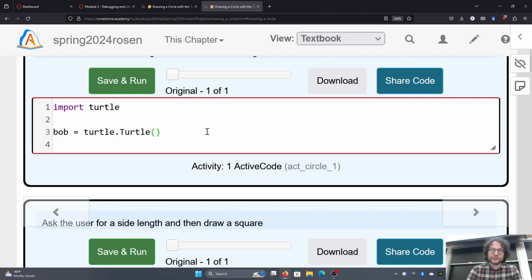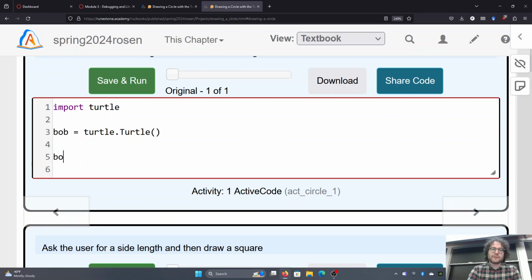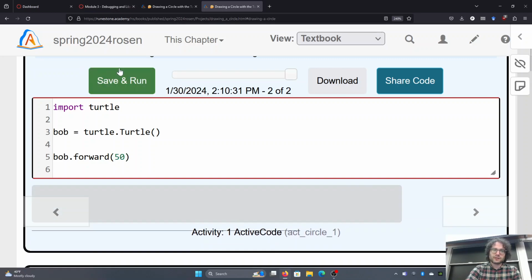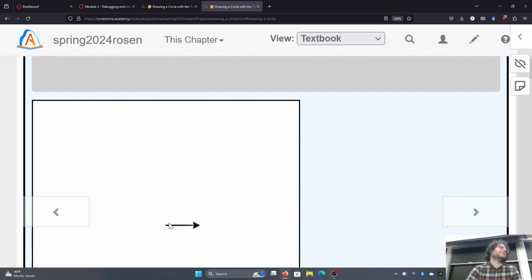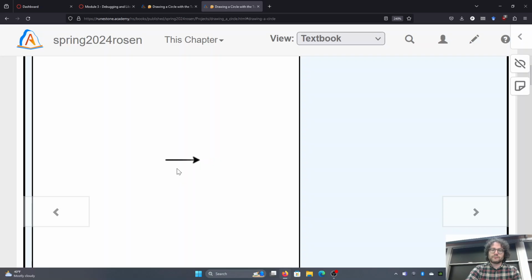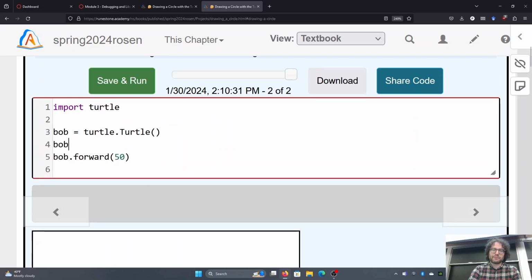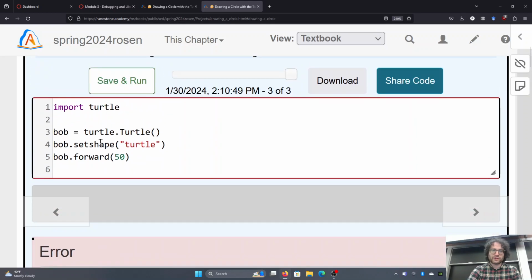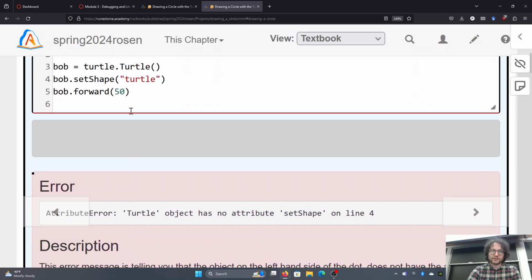Now that we've got ourselves a turtle, remember we can start moving him. Our commands are like Bob.forward(50), to tell Bob to move forward 50. We can also make Bob look nice. I believe it's set shape, turtle. And does that work? Is that it? Is it set shape or is it shape like that? What is it? Or is it just shape?